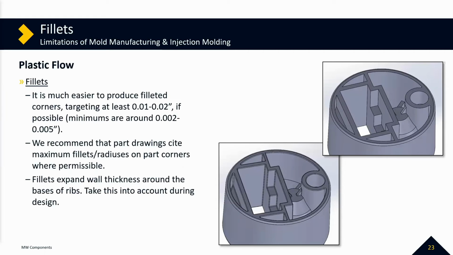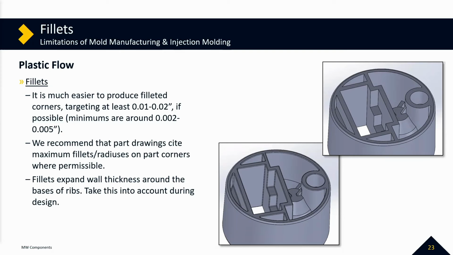So in terms of fillets, as we discussed, it's much easier to produce filleted corners than it is to make 90-degree corners. It's nice to be about 10 thousandths to 2 thousandths if possible. Minimums being around 2 thousandths to 5 thousandths. Usually, we've certainly seen lower, and we've been capable of achieving lower. But in terms of ease of manufacturability, that might be what you want to target.